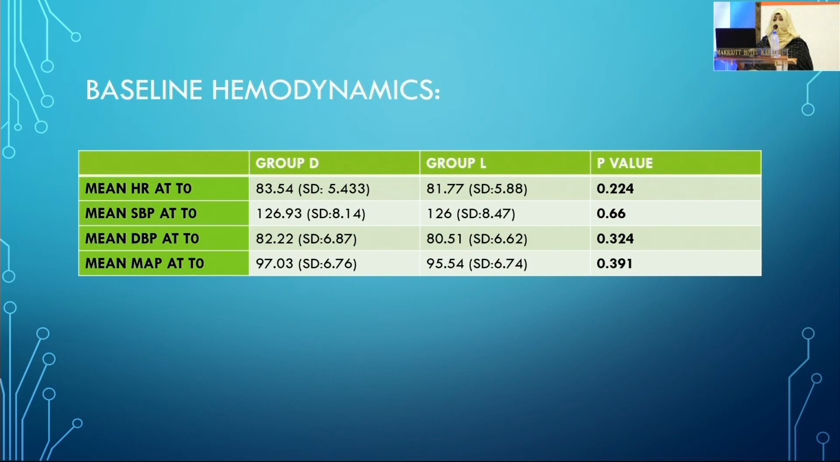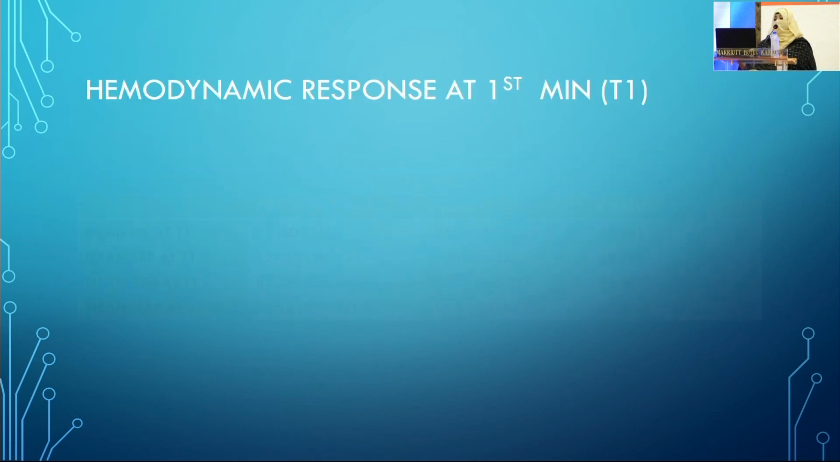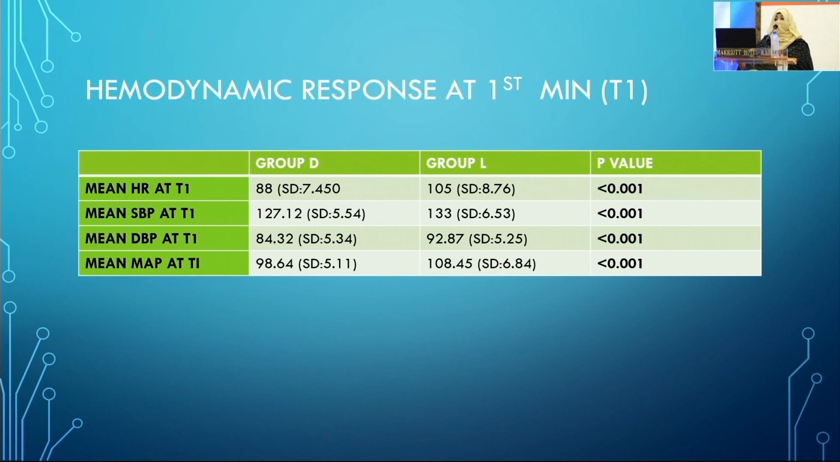These are the baseline hemodynamics. At baseline, the heart rate was 83 in group D and 81 in group L, and mean MAP was 97 in group D and 95 in group L. Now these are the post-intubation vitals. Post-intubation at the first minute, the heart rate was 88 in group D and 105 in group L, which is very significant, p-value 0.001. And mean arterial pressure was 98 in group D and 108 in group L, with another significant p-value, less than 0.001.